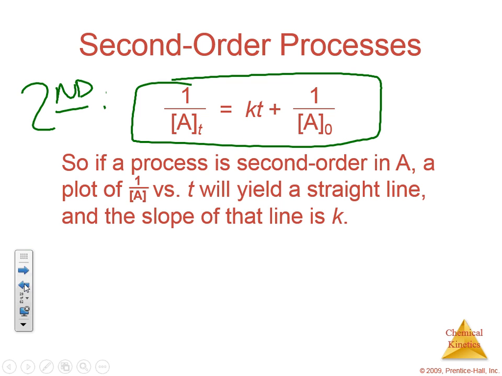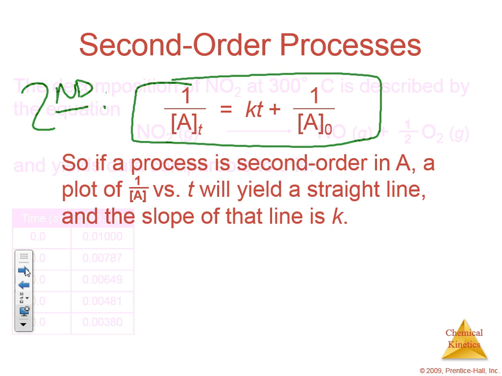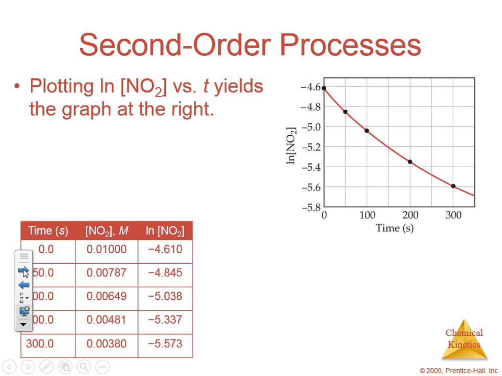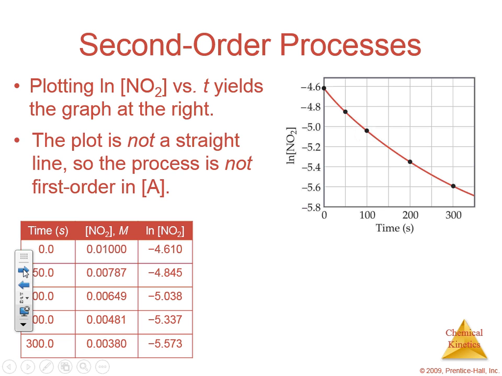Remember, in a second order process, 1 over [A]t versus a plot of t will give you a straight line. In a first order process, excuse me, let me back up, I think I said first. In a second order process, 1 over [A]t versus t will give you a straight line. In a first order process, the natural log of [A]t versus t will give you a straight line. So, comparing the two, first order versus second order processes.